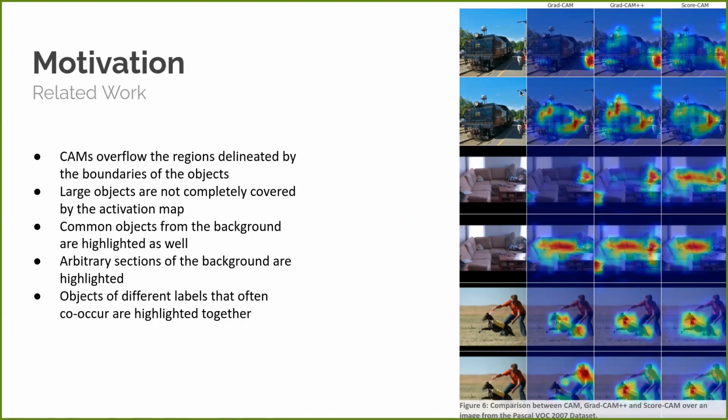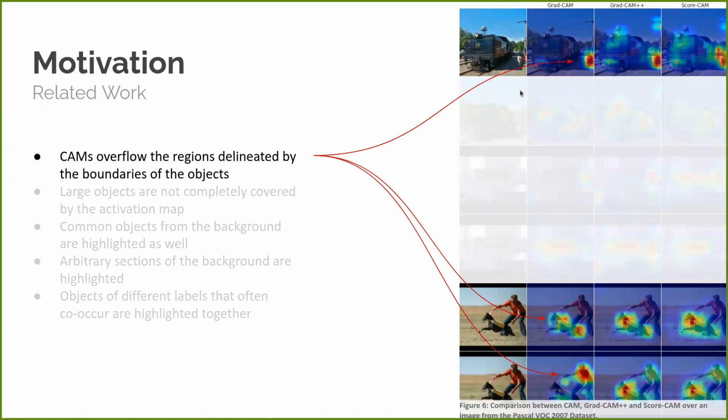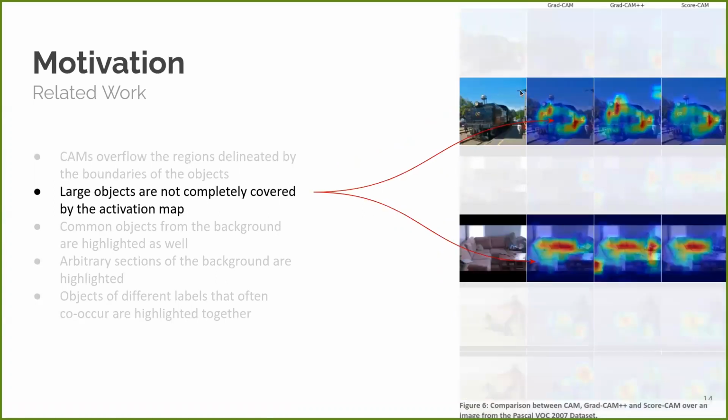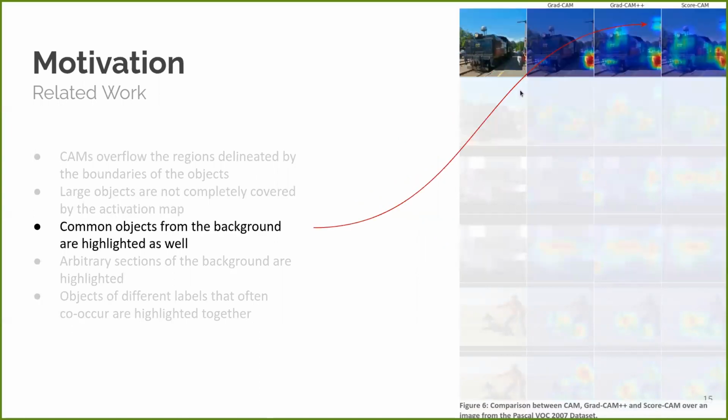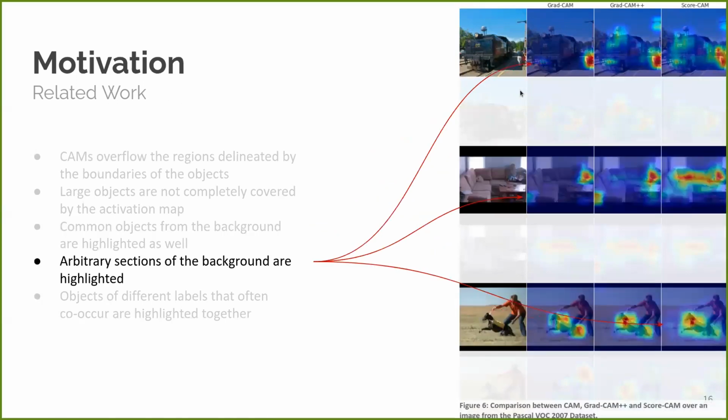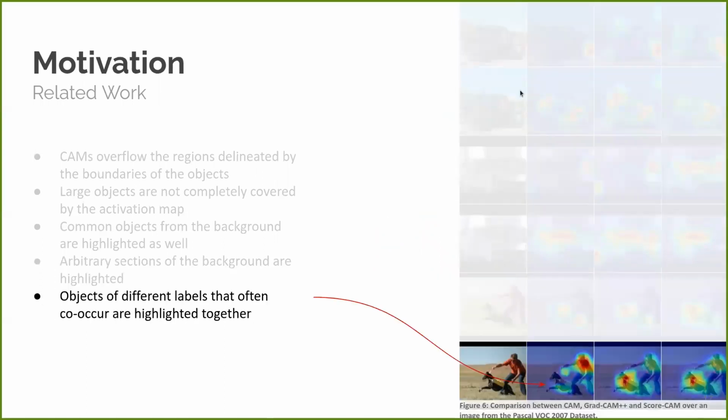The current explaining methods are very good in what they propose to do, but a few drawbacks become apparent in multi-label scenarios. Some of these are here. The CAMs overflow the region delineated by the boundaries of the objects. Large objects are not completely covered by the activation maps. Common objects from the background are highlighted with the object of interest. Some arbitrary sections in the background are often highlighted as well. And finally, objects of different labels that often co-occur are highlighted together.